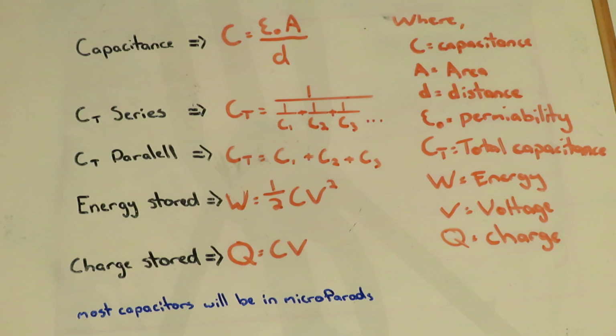The energy stored by a capacitor is given by half times the capacitance times the voltage squared, and the charge stored by a capacitor is simply the capacitance times the voltage. As a side note, most capacitors will be in the range of microfarads.